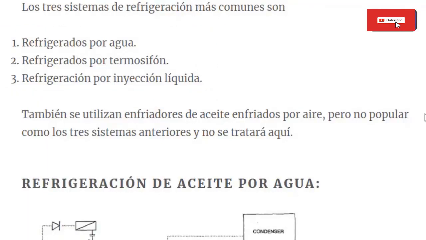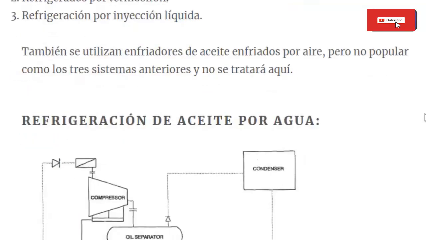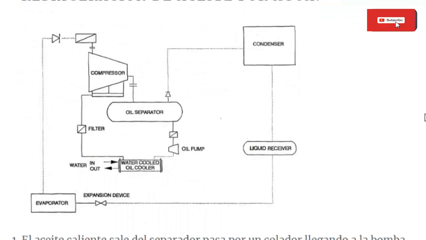Oil cooling by water. 1. The hot oil leaves the separator, passes through a strainer and reaches the oil pump. 2. The oil is pumped through a shell and tube or plate type heat exchanger, where the heat is rejected to the circulating water or glycol. 3. The cold oil is then filtered and returned to the compressor for re-injection.